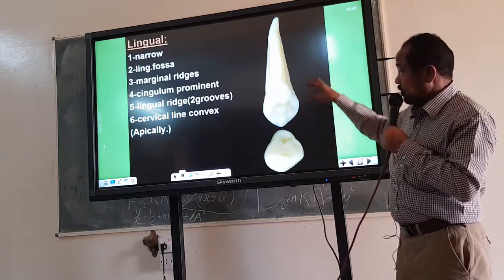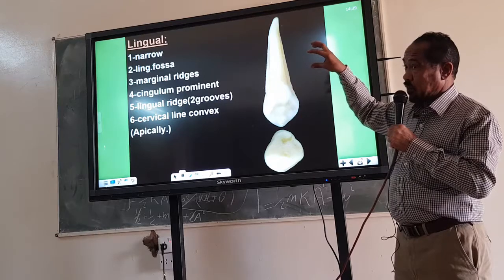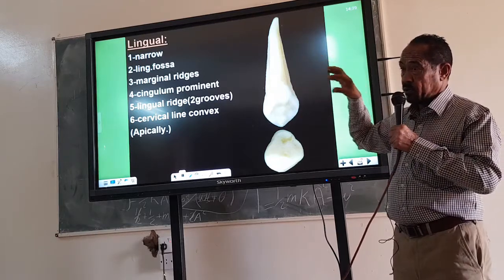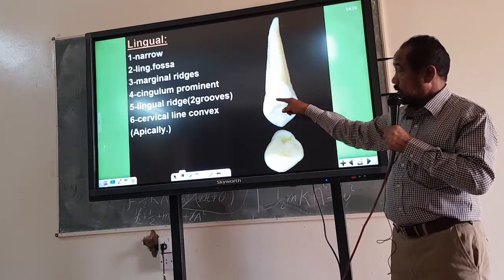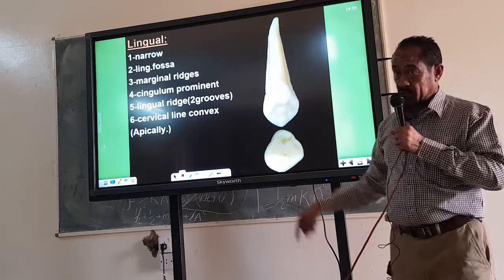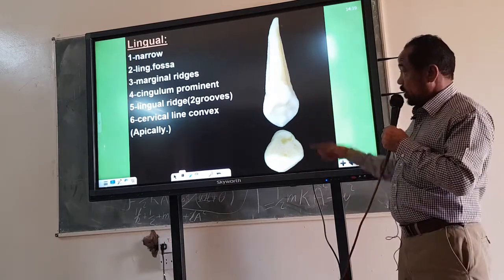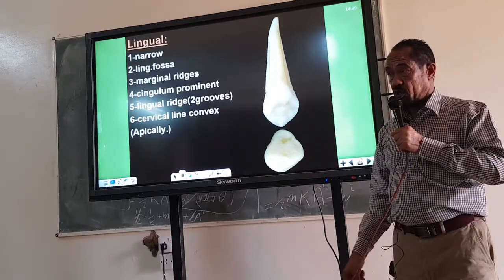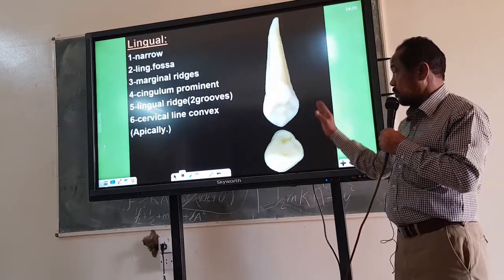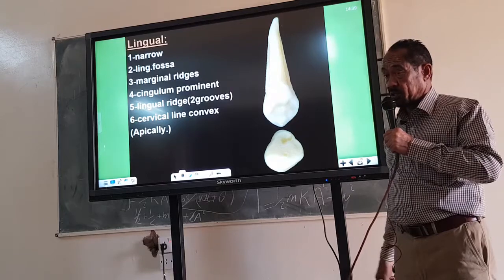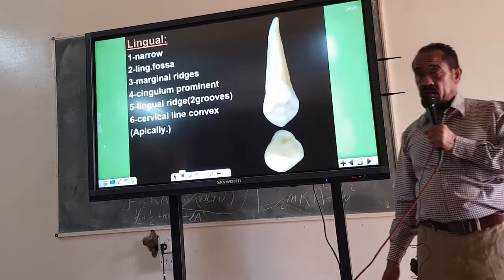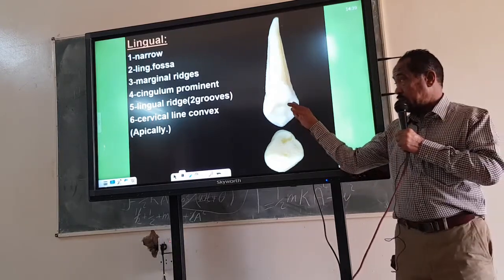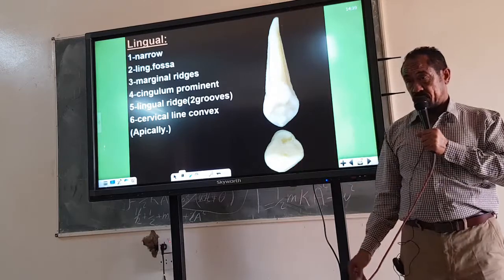Two, it has a prominent cingulum. It is very wide labiolingually, and it has marginal ridges, mesial and distal. Within the center of the fossa there is a central ridge, or lingual ridge. In the center we call it central ridge or lingual ridge. It divides the fossa into grooves.